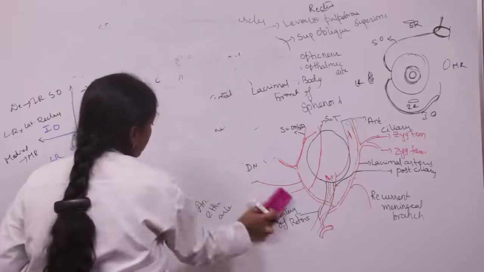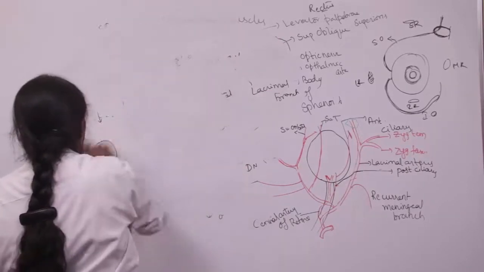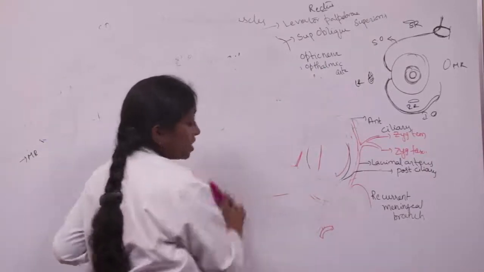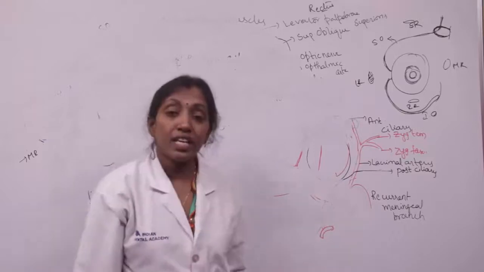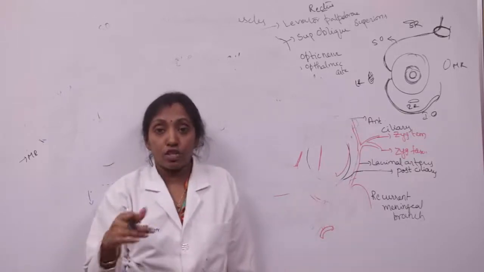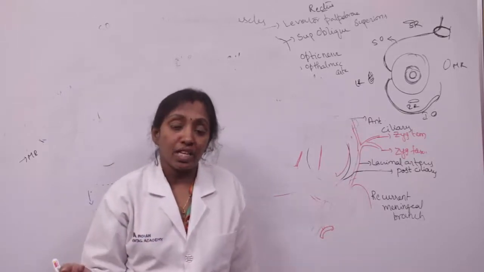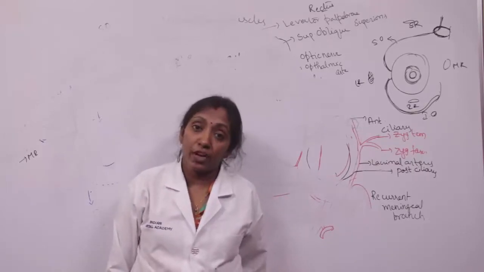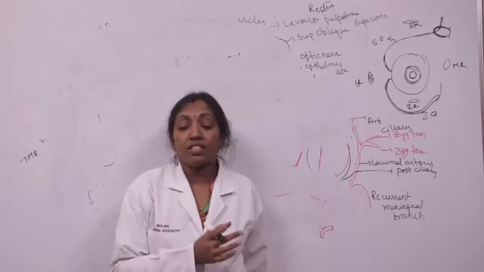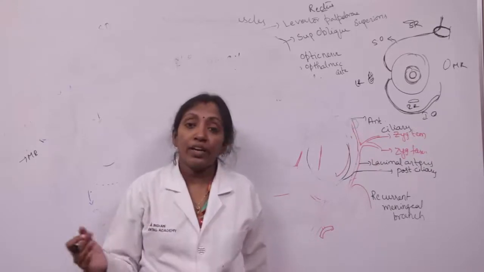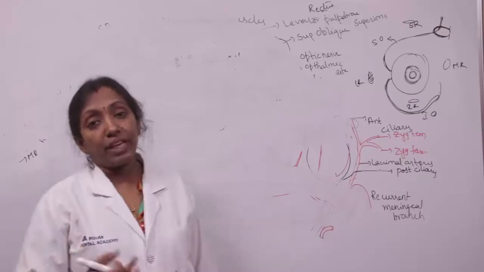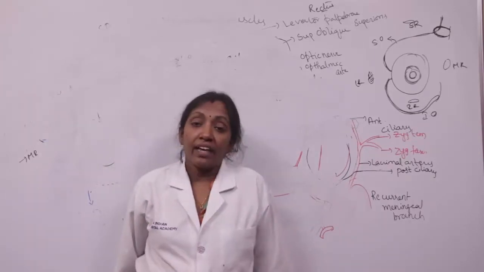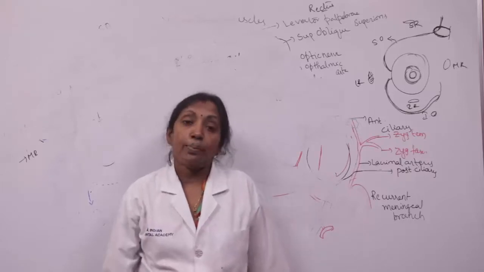The optic nerve consists of the axons of the ganglionic cells of the retina, and it consists of myelinated nerve fibers. This optic nerve passes backwards and enters the optic canal, and from the optic canal it enters the optic chiasma.